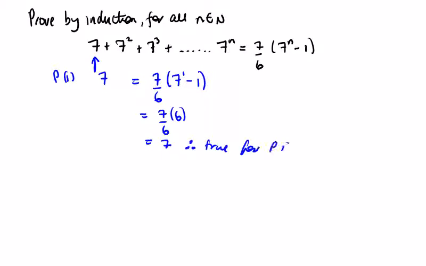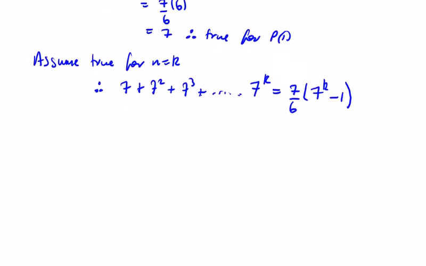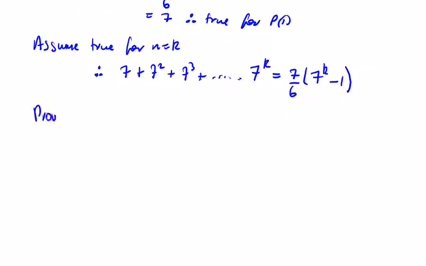for proposition 1. So we're going to assume true for n is equal to k. Therefore, we get 7 plus 7 squared plus 7 cubed plus all the way to 7 to the power of k is equal to 7 over 6 times 7 to the power of k minus 1. And this is the assumption that we're going to bring down in a minute. So let's prove true for n is equal to k plus 1.